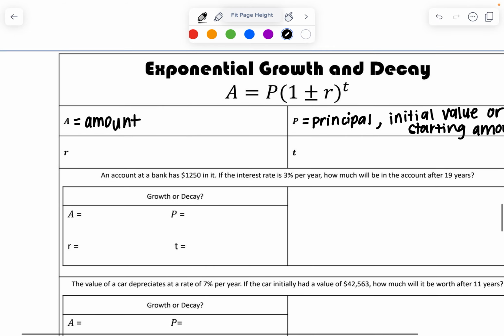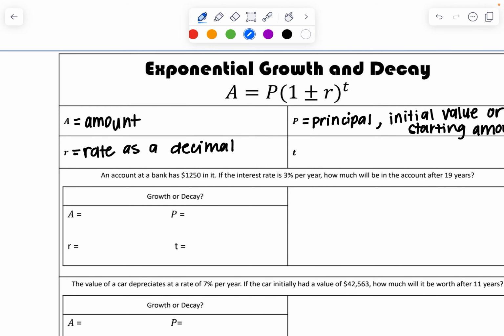Okay. R is going to be our rate, specifically as a decimal, just like we've been doing, where it's going to be the part over the whole, or the percentage divided by 100. And T is going to represent time. So typically we're going to talk about bank accounts and things like that, or a certain number of months is going to pass by, or a certain number of years, or a certain number of decades. But it's just talking about time.